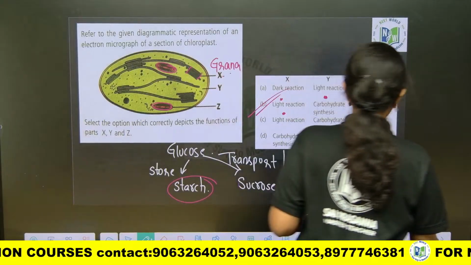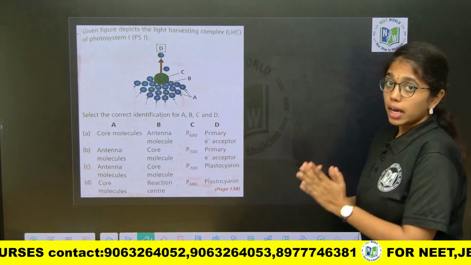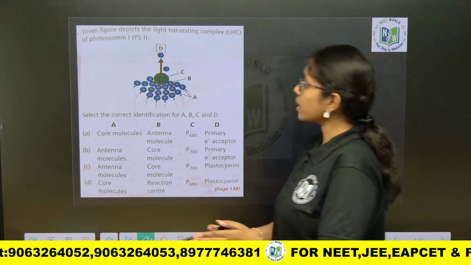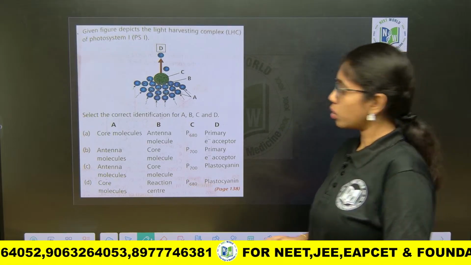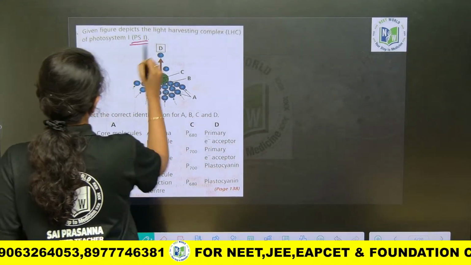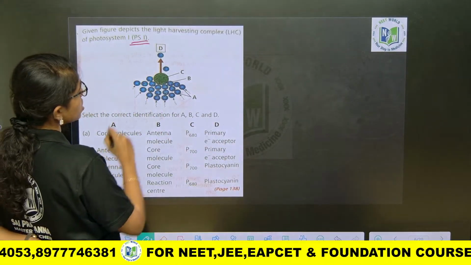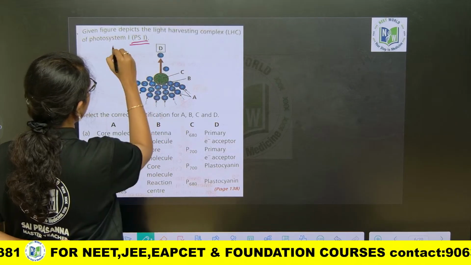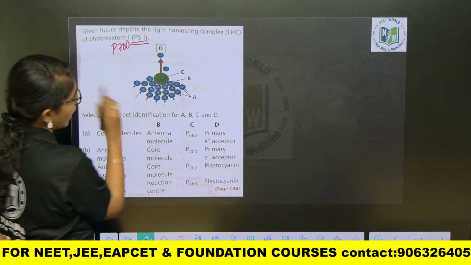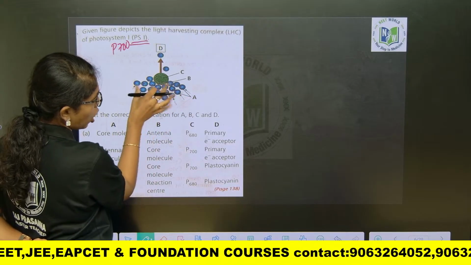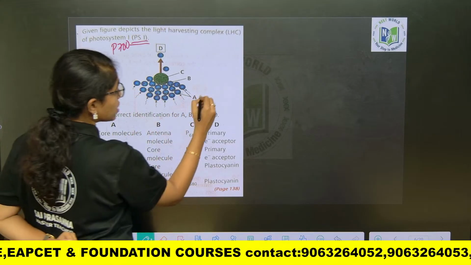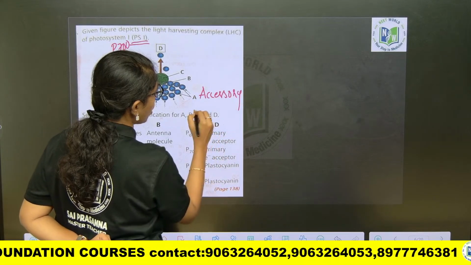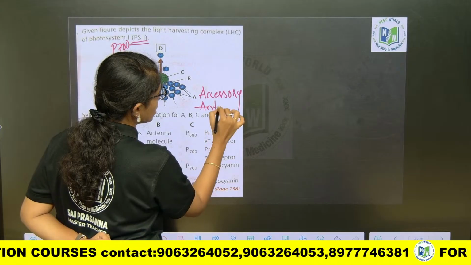Next question, look into this one. The given figure depicts the light harvesting complex of photosystem 1. So, this is about PS1. When it is PS1, the reaction center will be what? P700, right? The reaction center will be P700, and we know all these pigments or molecules are accessory or antenna pigments.